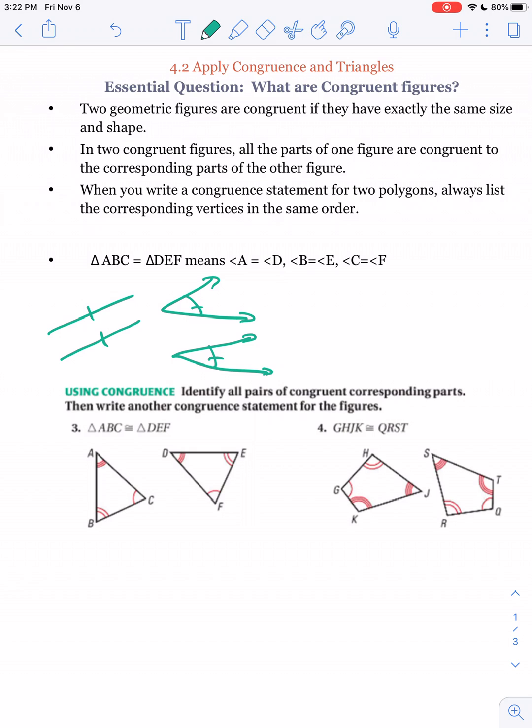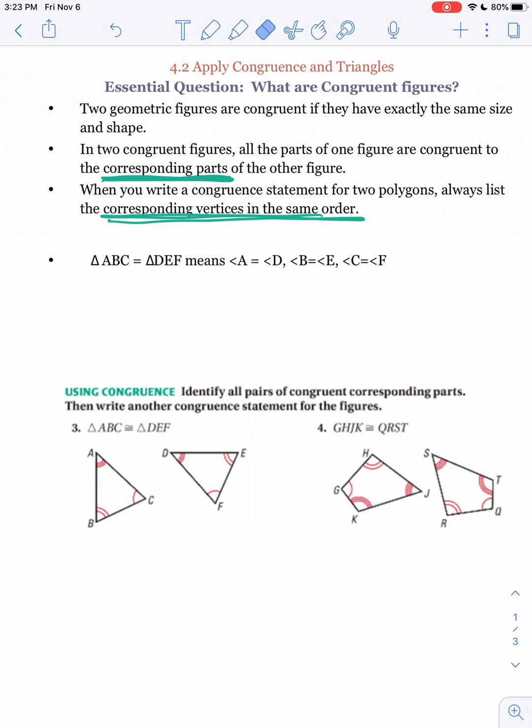So in two congruent figures, all the parts of one figure have to be congruent to all the parts of the other figure. And we actually say corresponding parts, so that means they're in the same order, same location. When you write a congruent statement for polygons, you have to list the corresponding vertices in the same order. Let me show you what that means.